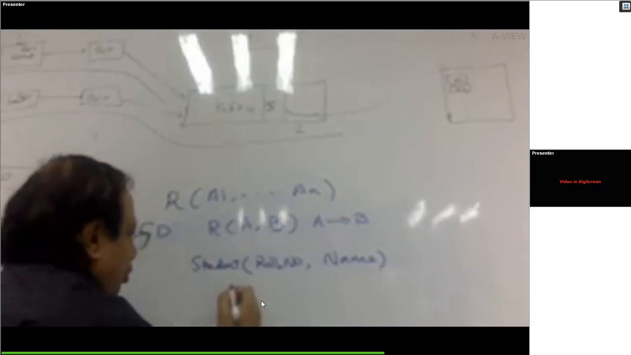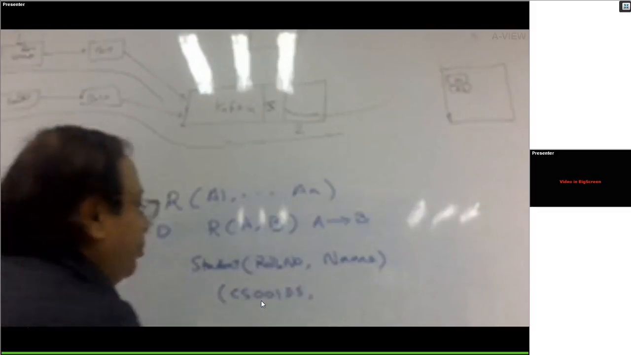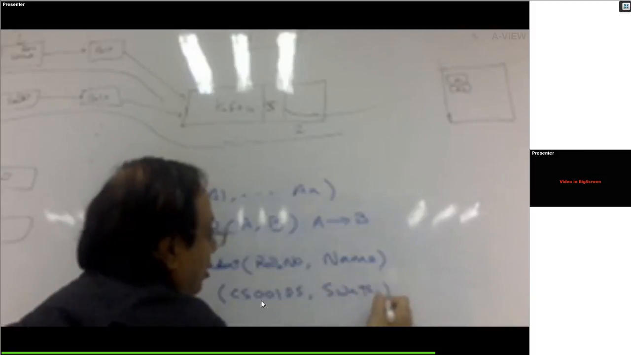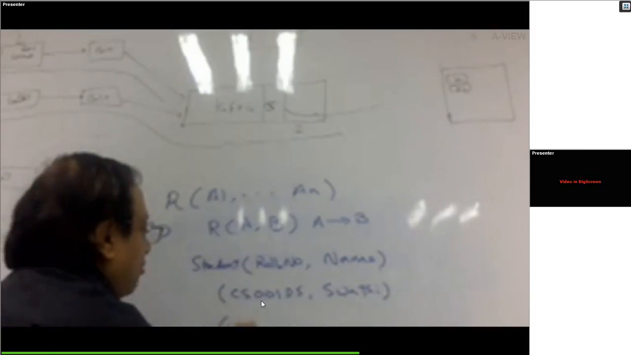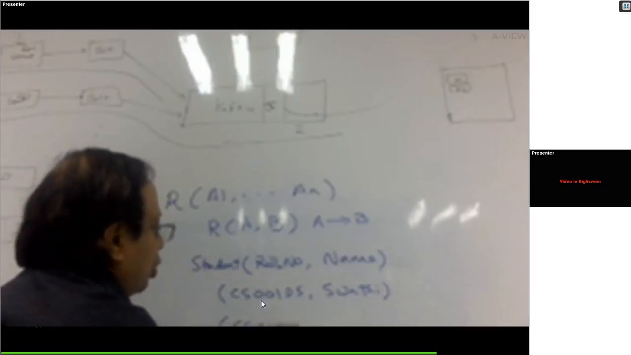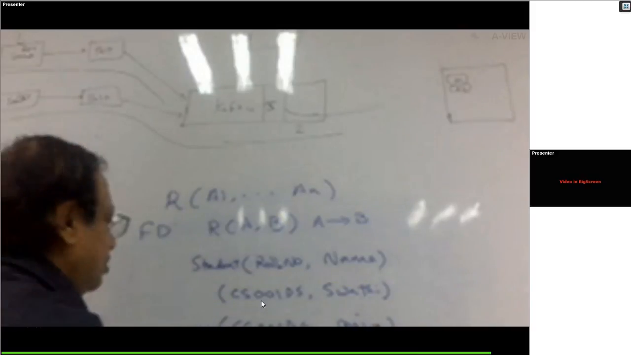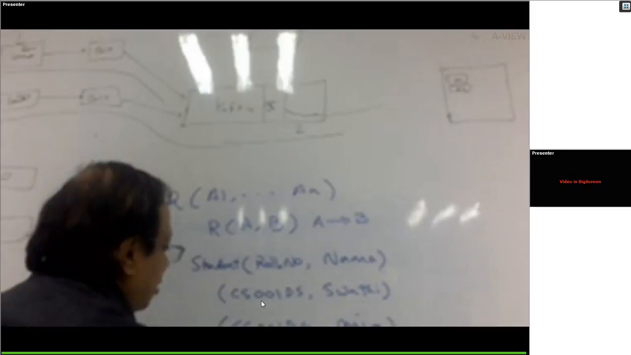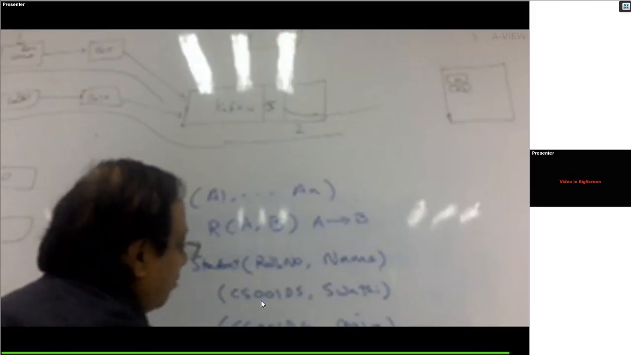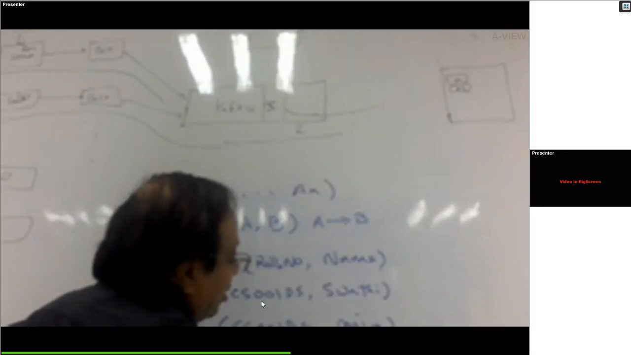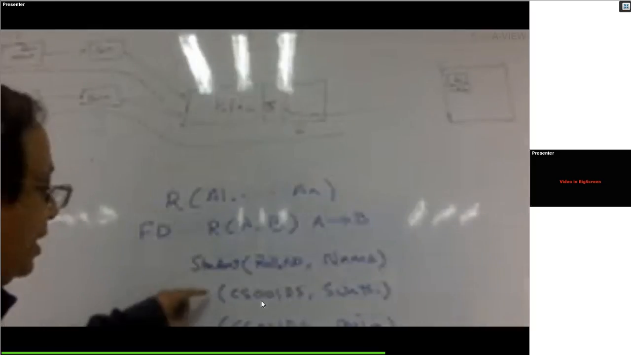Now, let us say the tuples in this relation include a roll number CS001D5 with the name Swati, then CS001D8 with Puja, and then another one, CS005P9 with Soumya. Like this we have these tuples.